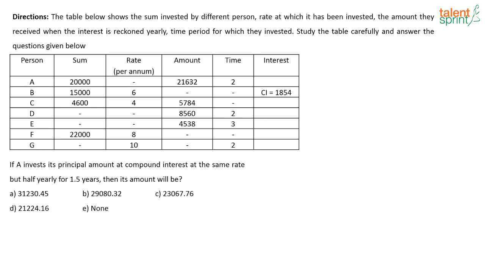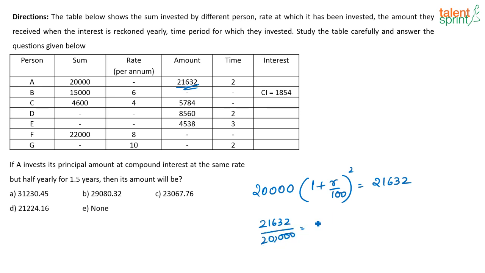How will you solve it? See, the sum is 20,000, 20,000 into 1 plus R by 100 whole squared, that is equal to 21632, correct? That was what A had invested, 20,000, and this was the amount that A got. So from here we can find out the value of R. So I have 21632 divided by 20,000, that is equal to 1 plus R by 100 the whole square.